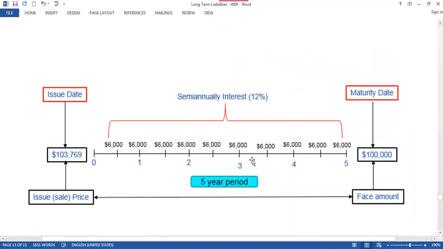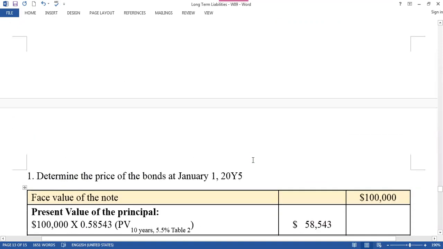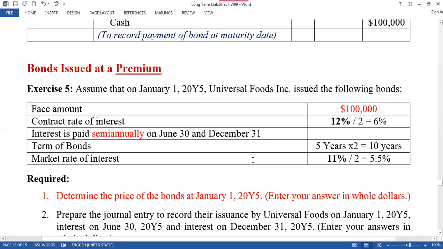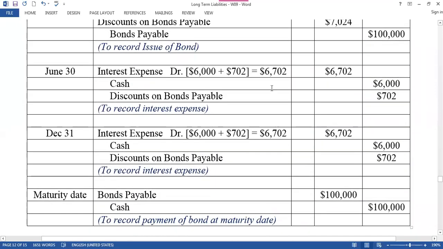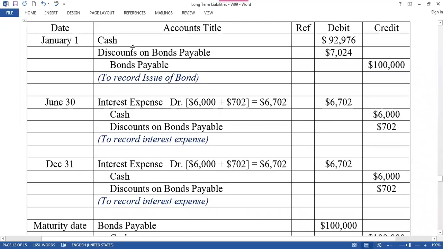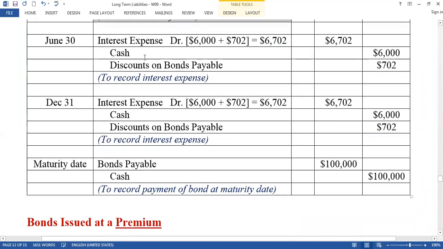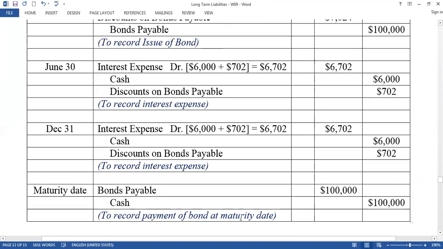So that's all for today. We already learned today how to calculate the present value of the bond, and how to recognize which one is a premium bond, which one is a discount bond, and which one is a face amount bond. And we also learned some journal entries, how to handle the journal entries of the issue date, what is the interest expense, and how to record the journal entry at the maturity date.